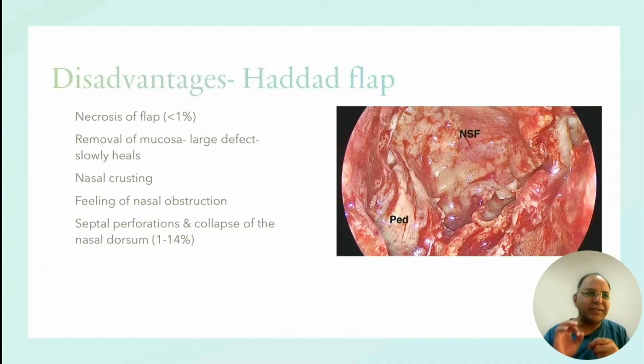However, not one speaker, I'm sure, would have spoken about the disadvantages of the Haddad flap. There is a risk of necrosis of the flap, and the removal of mucosa leads to large defects which heal very slowly. Also, there is a persistent problem of nasal crusting and feeling of nasal obstruction. Added to this is the risk of almost 14% of septal perforation and collapse of the nasal dorsum.